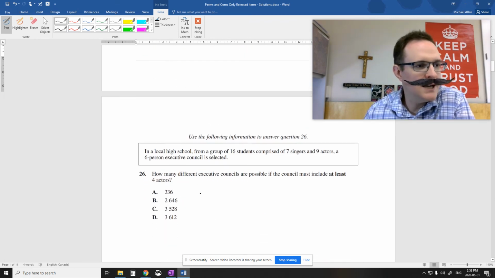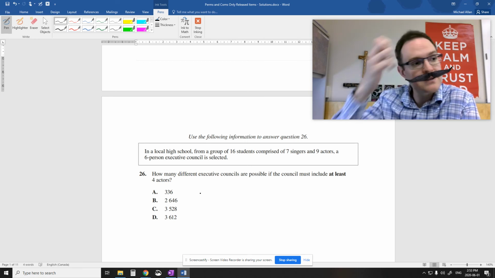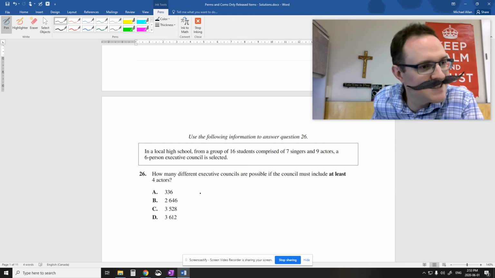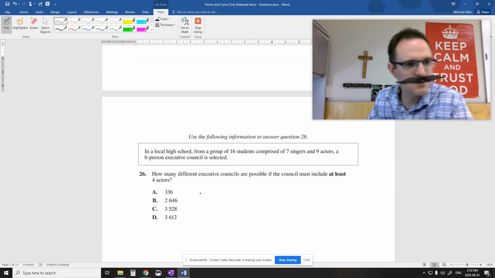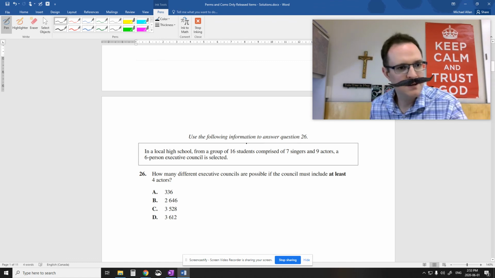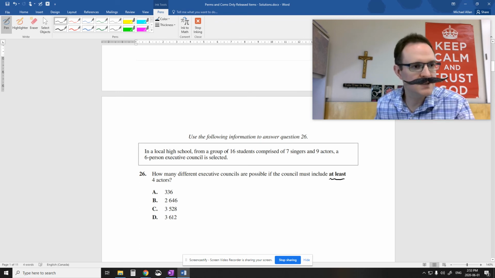In a local high school, a group of 16 students comprises 7 singers and 9 actors. A 6-person executive council is selected. It doesn't look like there are any positions on this council. And I want at least 4 actors in this one. So it's 16 in total. At least 4 actors, ooh, this is going to be interesting. Oh, a 6-person council.